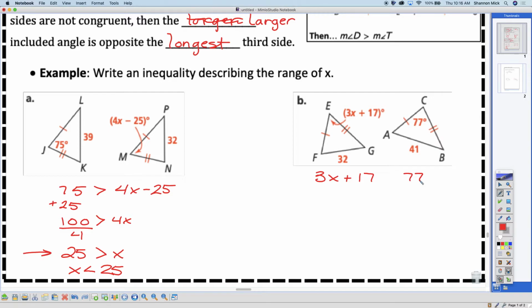Okay, so 3x plus 17 is what to 77? Less than. How do I know it's less than? 41 is bigger than 32, right? Then you subtracted 17. Got 3x is less than 60. Divide by 3, and you have x is less than 20. Did you get 20 is greater than x? I started with 3 times 5 is 60. Is greater than. Yeah, good.